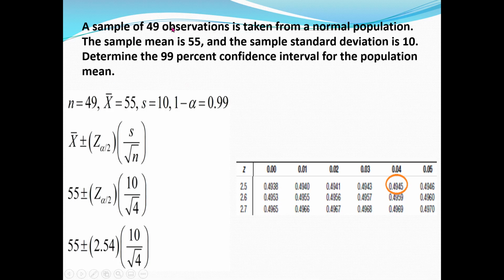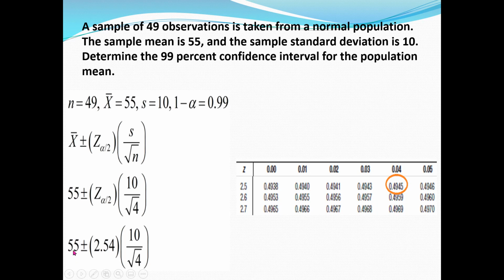So since the sample size is greater than 30, I am going to use the z distribution. We have to compute the 99% confidence interval. So 0.99 divided by 2 gives me 0.4945. So against 0.4945, the z value is 2.54. So I can simply use 2.54.